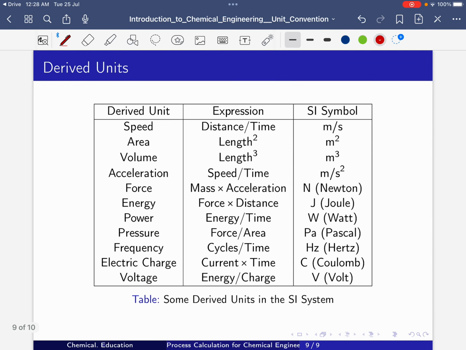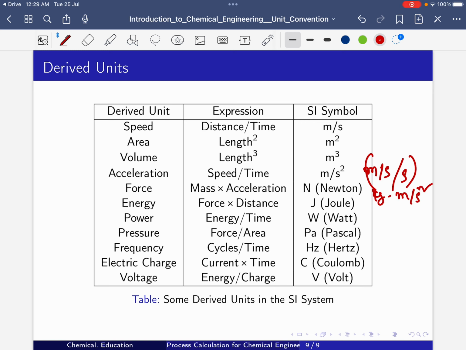Now I'm giving some derived units so we can remember them. Speed is distance per time, so the unit is meter per second, m per s. Area is length square, meter square. Volume is length cube, meter cube. Acceleration is speed per time, so speed is meter per second, and acceleration is meter per second square. Force is mass into acceleration, so kg meter per second square, which is the newton.